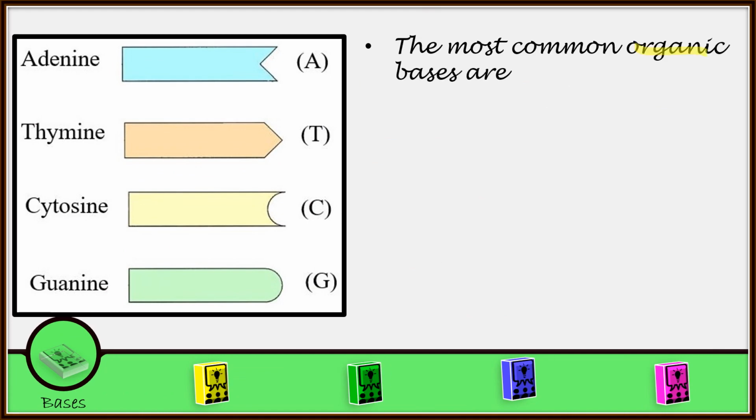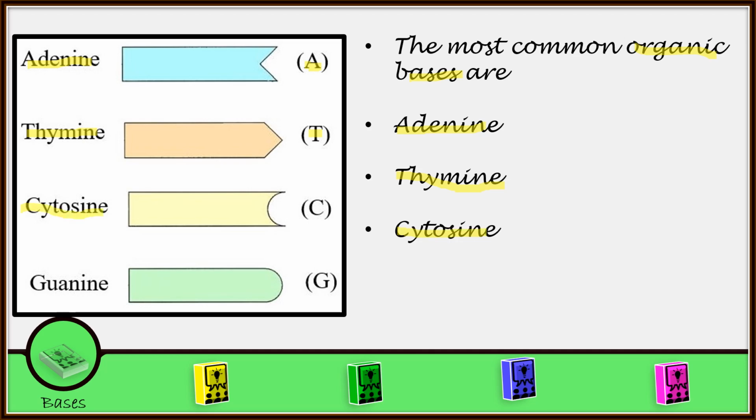The most common organic bases are, first, adenine, which is represented by letter A. Then we have thymine, which is represented by letter T. The third one is cytosine, which is represented by letter C. Then the last base is guanine, represented by letter G. Those are the most common organic bases that are subunits of the nucleotide.